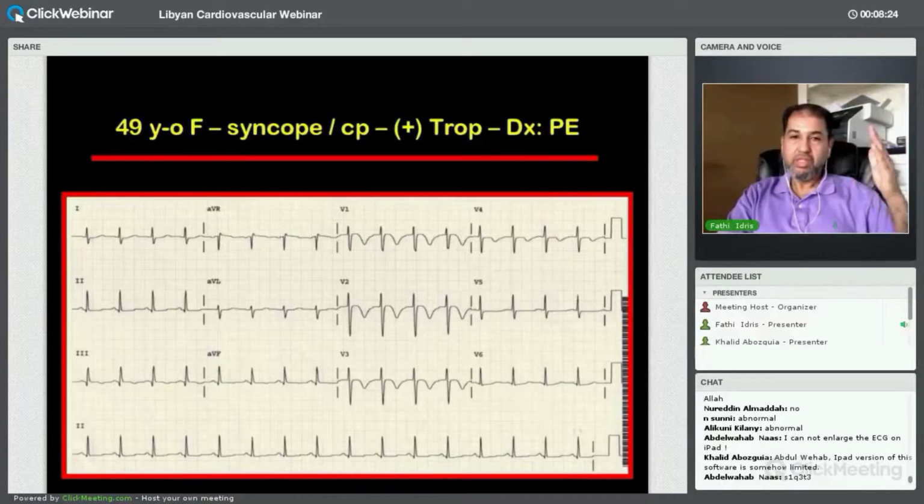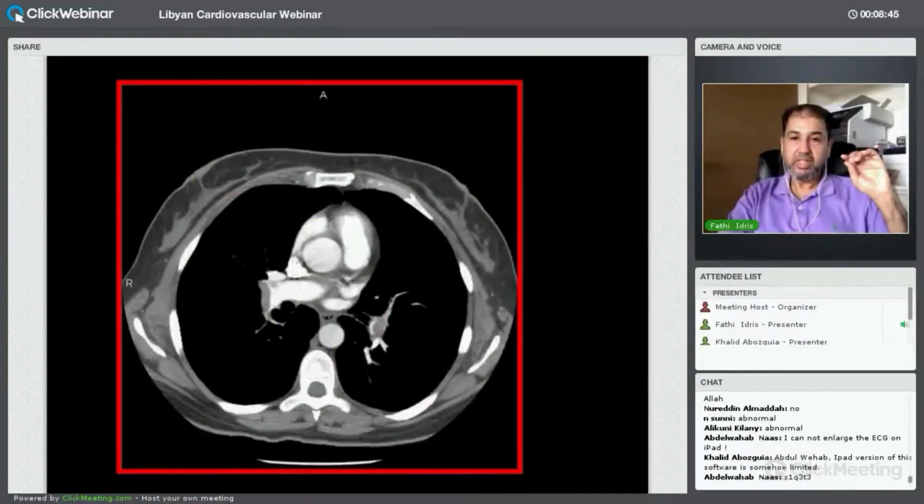As the chronicity of the disease goes over time, lead 1 becomes more negative, lead 3 more positive, and lead V1 becomes more positive. So lead 1 gets more negative, and lead V1 gets more positive. So it indicates the disease is chronic. And that has some therapeutic implication too. We'll come to that in a second.